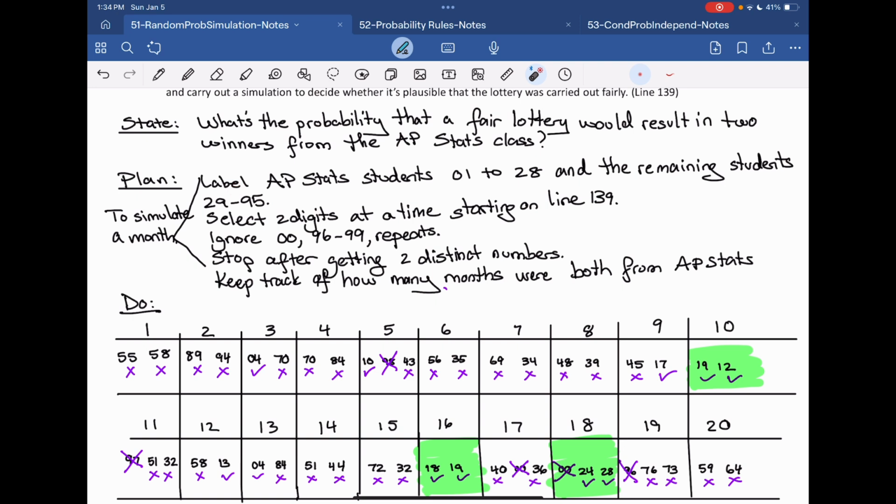So if we're using the random digits table, we need to number the students. And you need to come up with a clever way of numbering the students. Not so clever that it's so complicated, but just easy, the easiest possible way. And there are 28 AP Stats students and 95 total students.